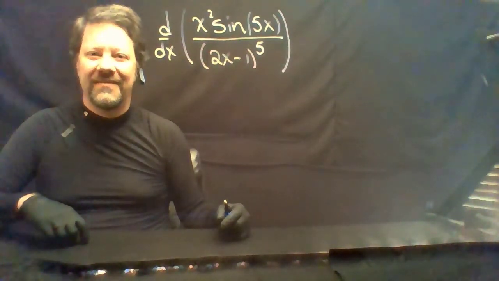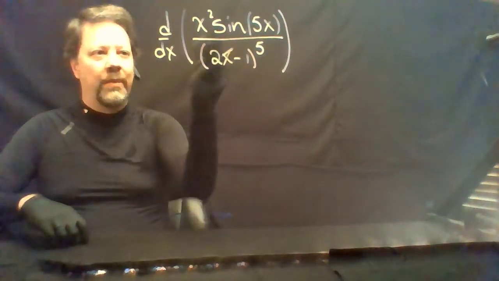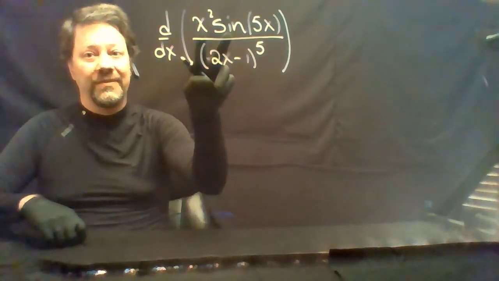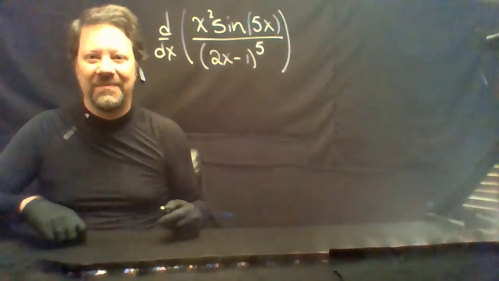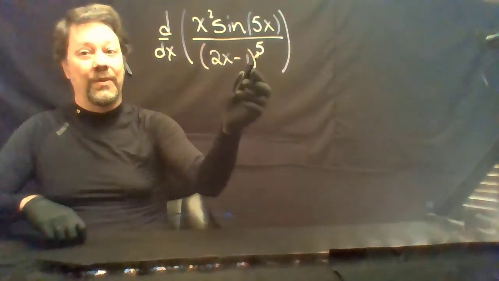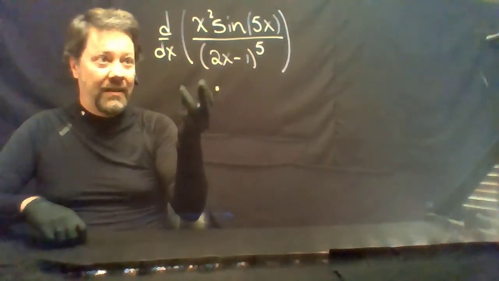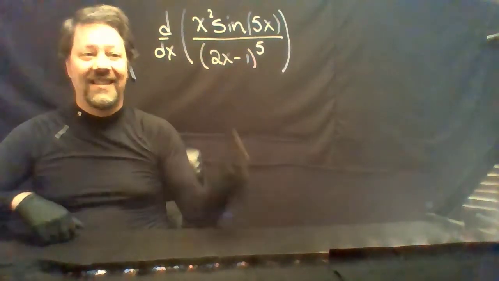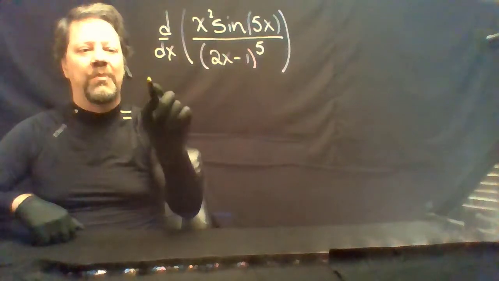Name the rules. We will need the quotient rule, but when we try to take the derivative of the numerator, we'll need the product rule. In addition to that, we'll also need the chain rule and the power rule. Well, product rule, quotient rule, power rule, and chain rule. We'll need everything. So when we take the derivative of the top, we'll need the product rule.